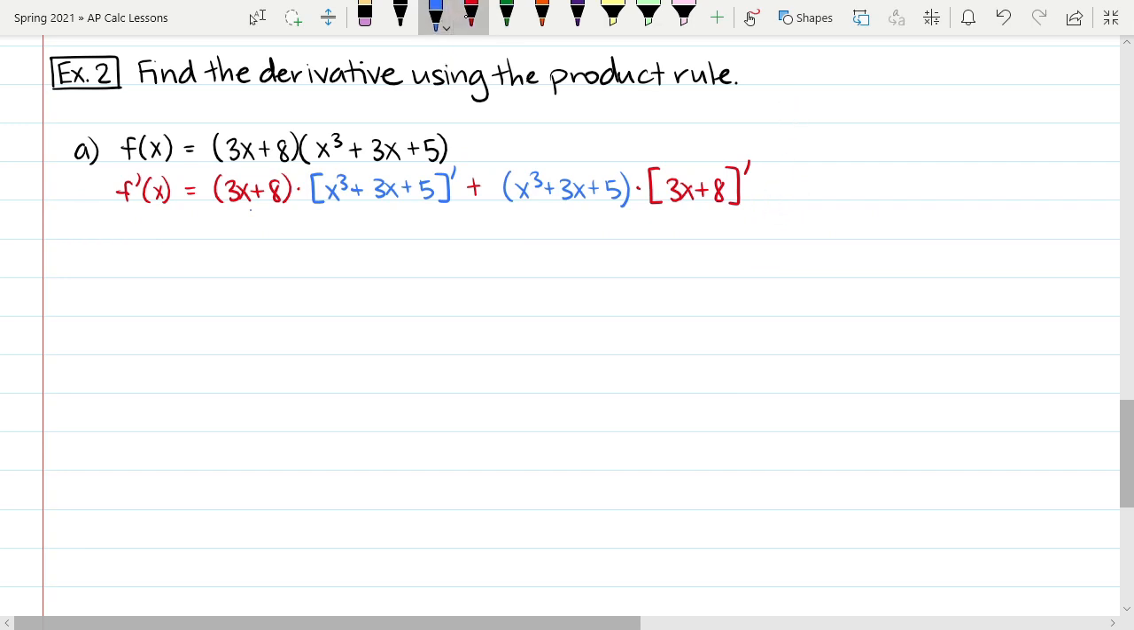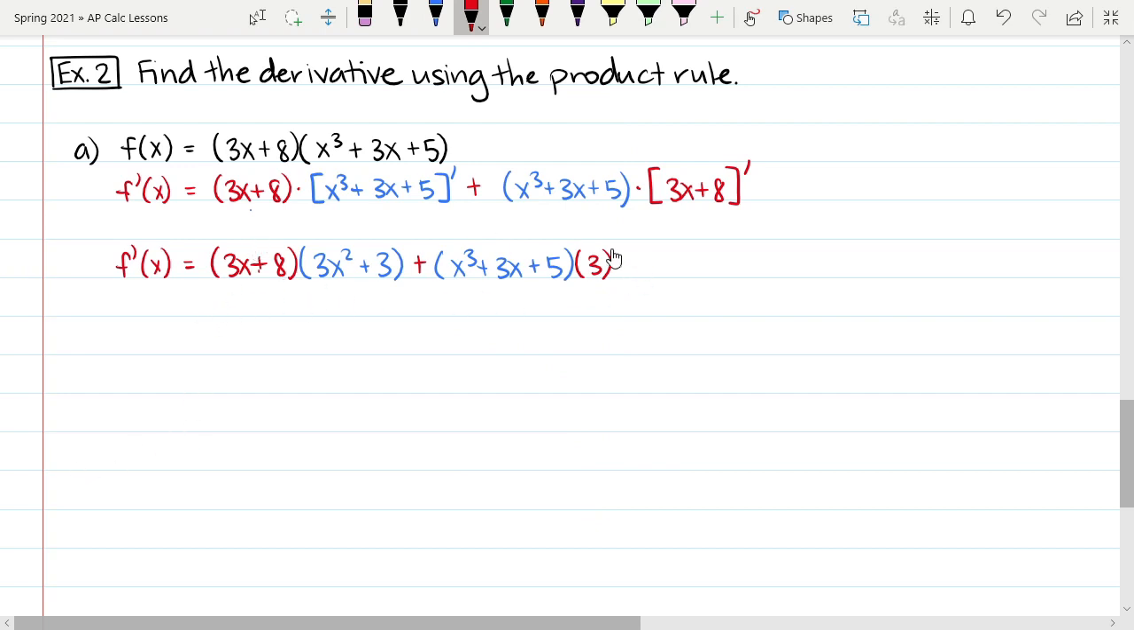So that was showing the product rule. Now let's actually find that derivative. We have f prime of x equals 3x plus 8 times the derivative of x cubed plus 3x plus 5. We're just going to use our basic derivative rules like we used yesterday, so that's going to be 3x squared plus 3, plus my x cubed plus 3x plus 5 times the derivative of 3x plus 8, which is just 3.